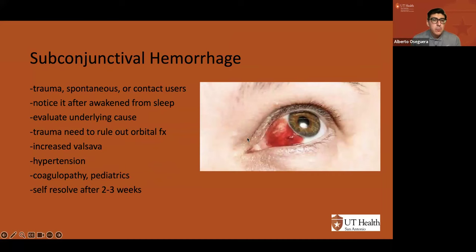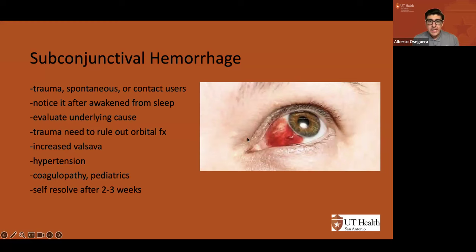So the most common thing will be this subconjunctival hemorrhage. Essentially, it's just little ruptures of some of the small blood vessels in the eye, can be caused by trauma. Most of the time they're spontaneous, and they actually are more common in contact lens wearers. Most of the time patients will come in complaining of this red spot on their eye. They say they woke up and their eye was red and they don't really know why.